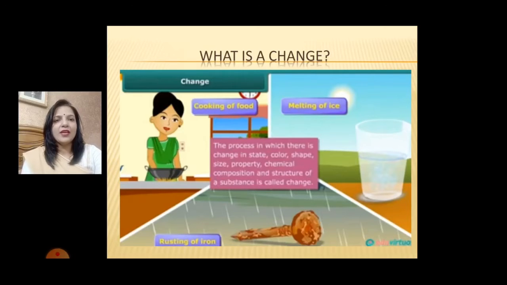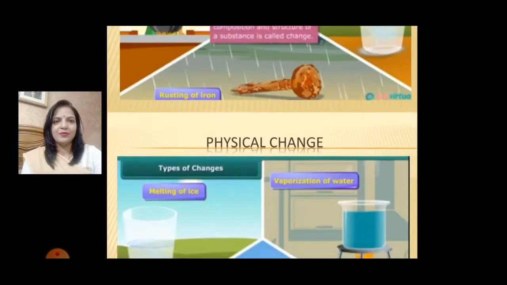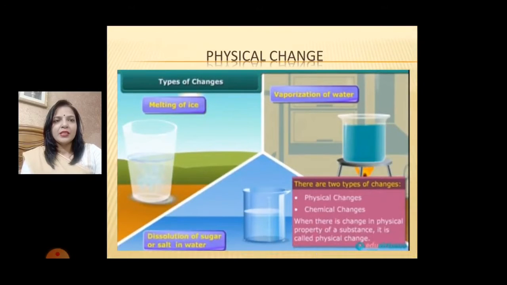There are two types of changes: physical changes and chemical changes. So what are physical changes? When there is a change in physical property of a substance, it is called a physical change.